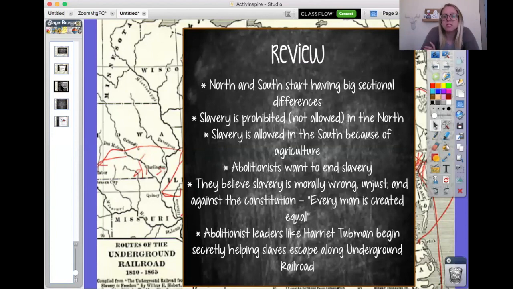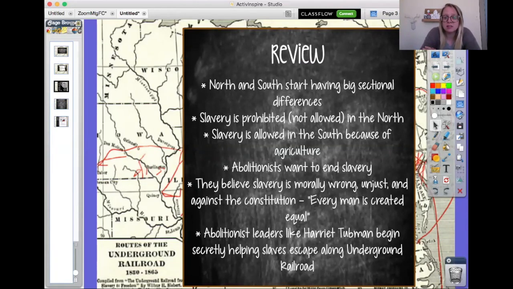One of these problems was that slavery was prohibited or not allowed in the North, but it was allowed in the South because they had a lot of farming, agriculture, and they needed the slaves to help them grow the crops. And so that was a big part of their economy, of how they made their money.